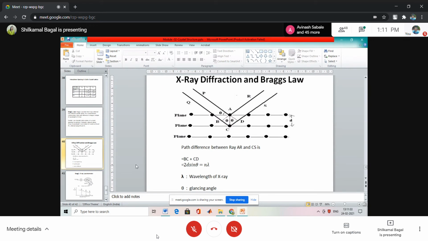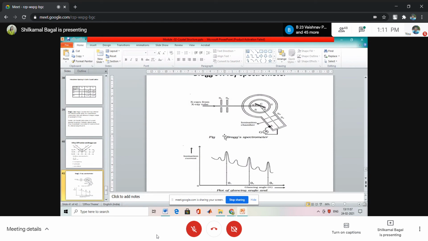Okay, let us continue. So this Bragg's law is very important to study the crystal structure. Now, using Bragg's law, there is a very important device by which crystalline solids can be studied. That is the basic one only. And that is the Bragg's X-ray spectrometer.